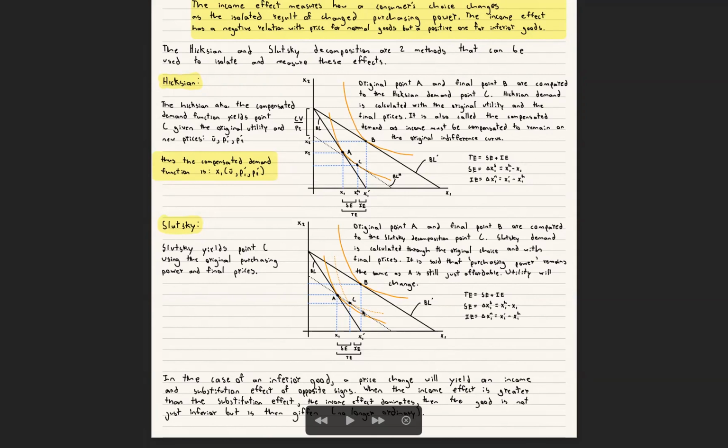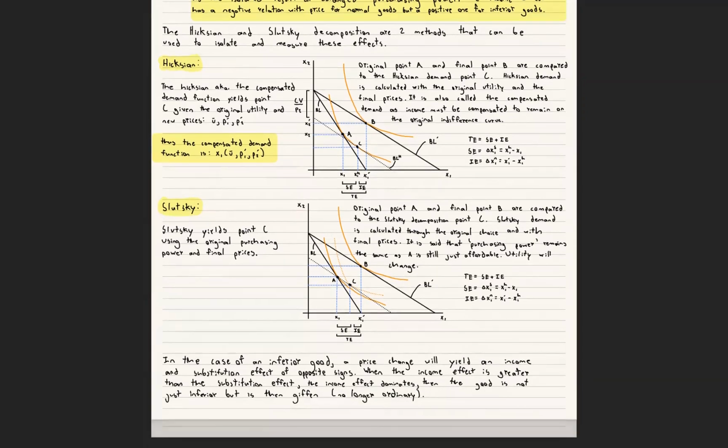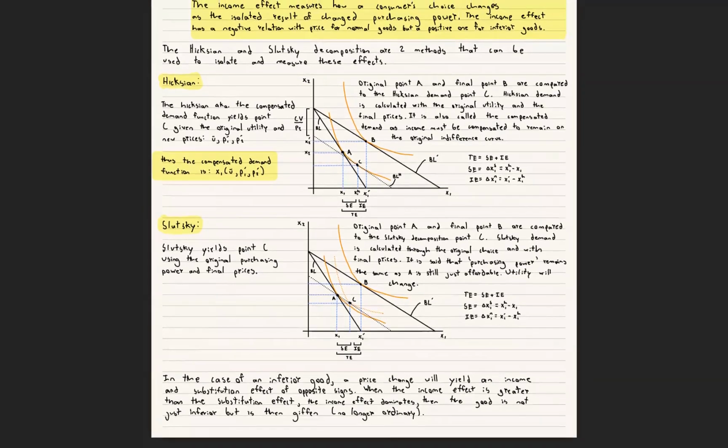Slutsky demand is calculated through the original choice and with final prices. It is said that the purchasing power remains the same as A is still just as affordable. Utility will change. And in case of an inferior good, a price change will yield an income and substitution effect of opposite signs. So that was something that was important to know for my exam. When the income effect is greater than the substitution effect, the income effect dominates. Then the good is not just inferior, but is then also a Giffen good. So once the income effect dominates the substitution effect, you no longer are focusing on an ordinary good.